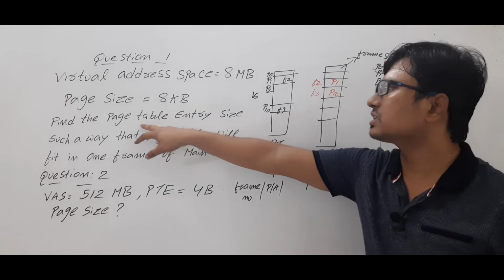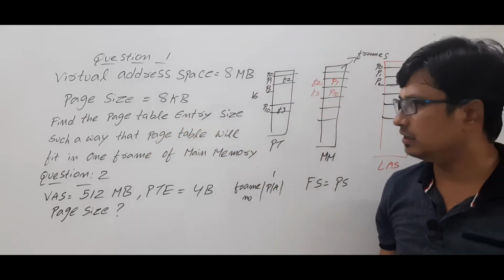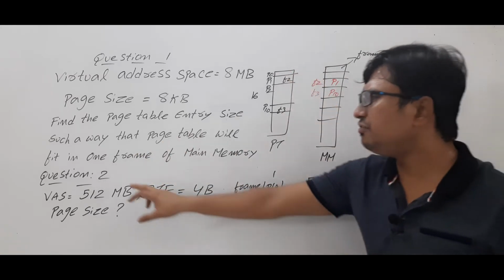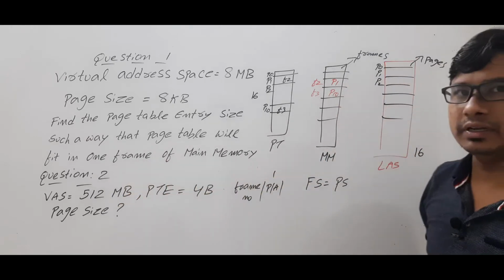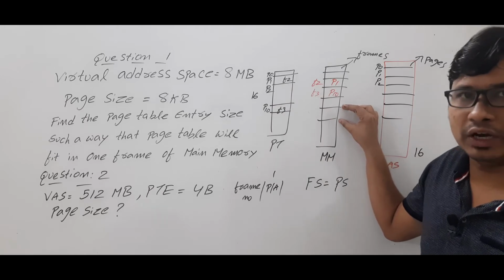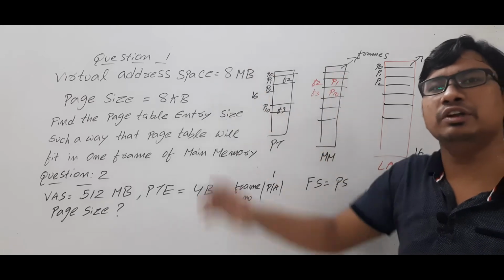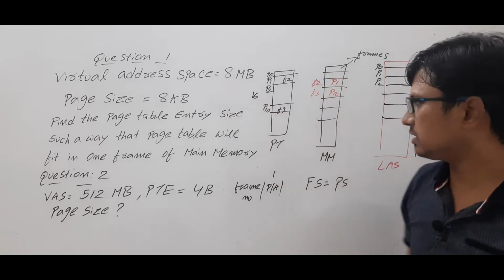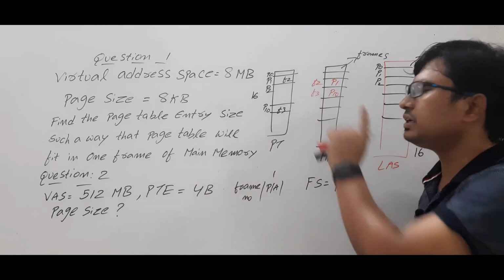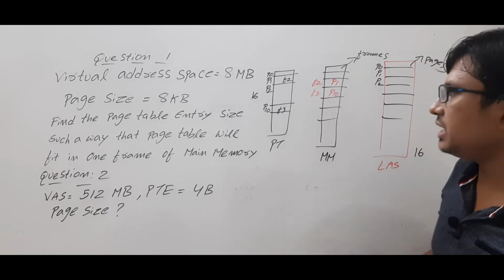So now what they are asking is to find the page table entry size. So this size we need to find. And what they are telling is that the page table should fit in one frame of the main memory. Usually, the page table will be stored in main memory in one frame. If the page table size is more than the frame size, then we will go for multi-level paging. Is it clear? Now, if it should fit in one frame, we should go for single level paging. And now we need to find the page table entry size.